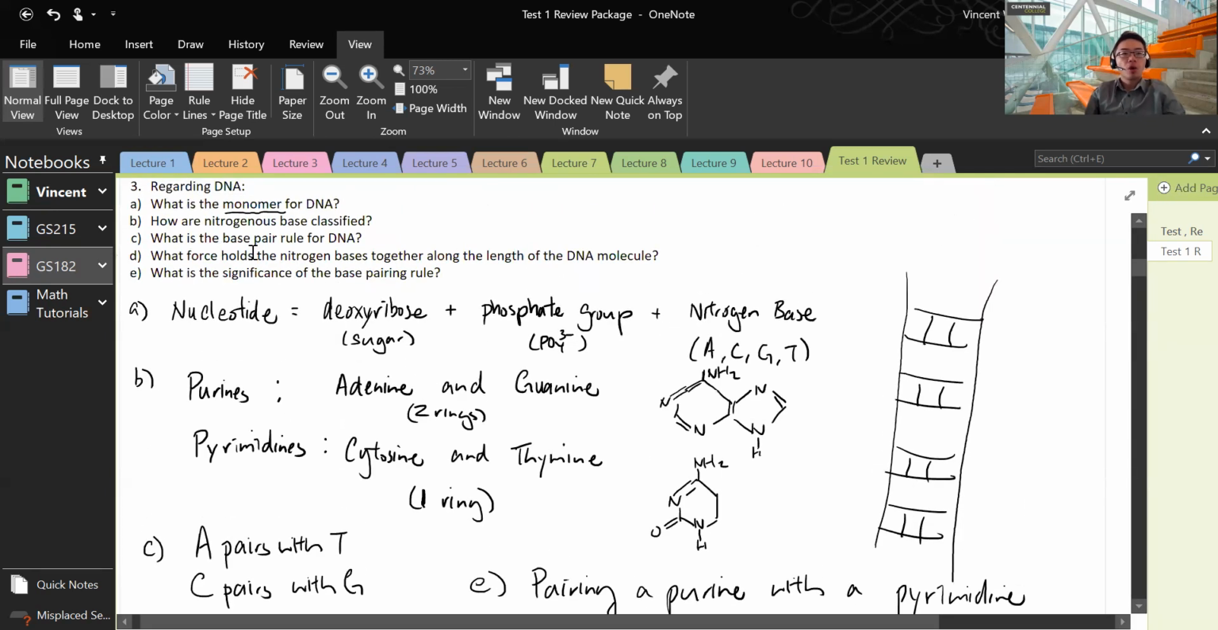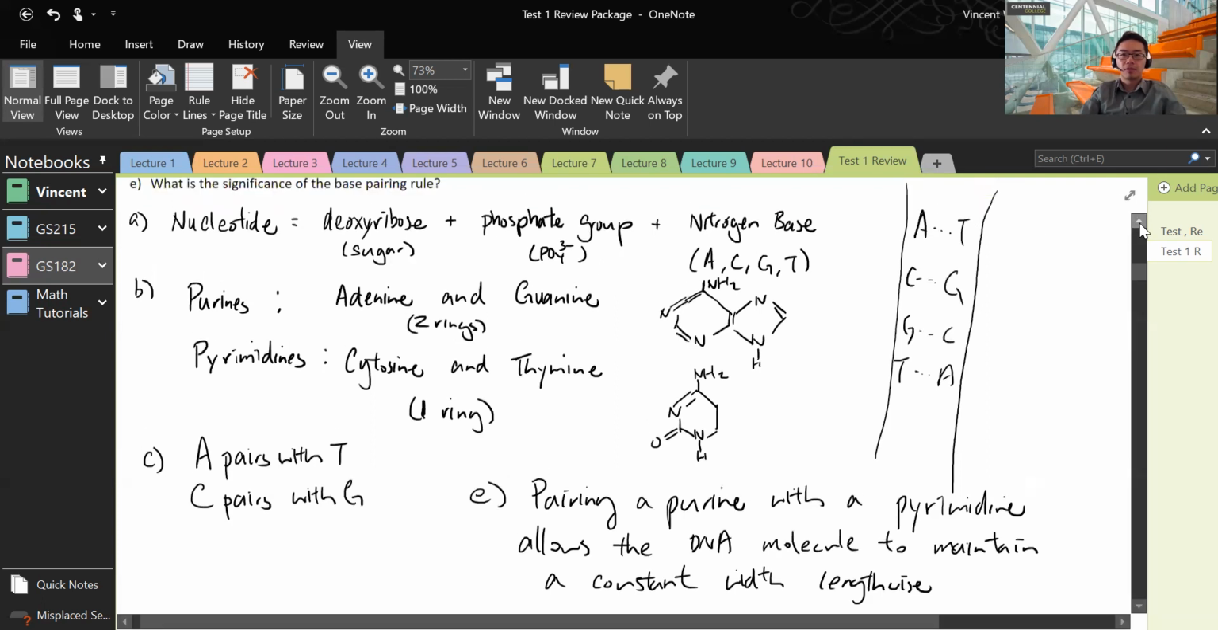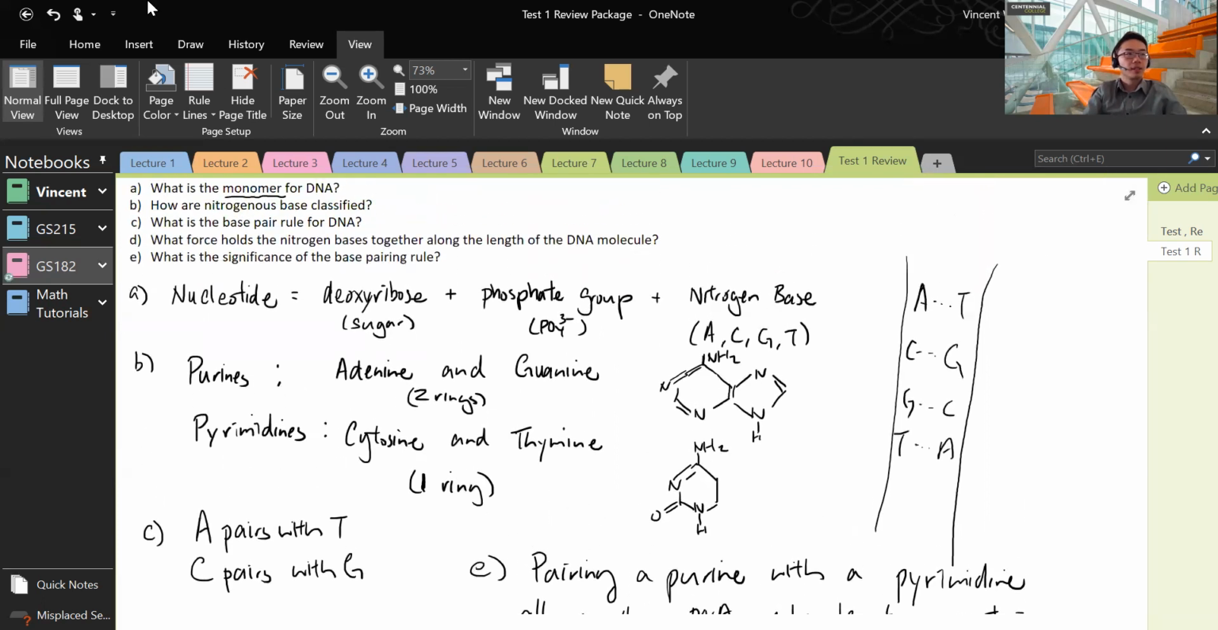Okay, what force holds the nitrogen base together along the length of the DNA molecule? In other words, if I have the A, C, G, T here, and then the other side would be T, G, C, A, what holds them together? Anybody remember? What is the force that holds them together?